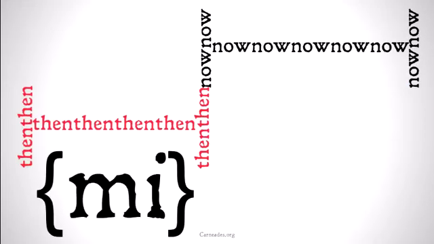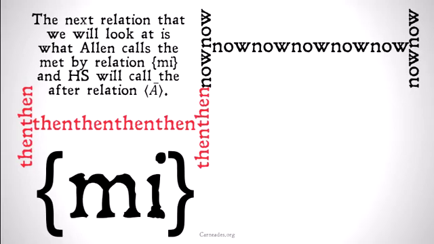So next we're going to look at kind of the reverse relation of that one. The next relation we're looking at is what Allen calls the met by relation, or MI, and HS will call the after relation as well. HS is going to give the same name to every pair of Allen relations, but they're going to use a little bit different symbol, with that line over the top. That's going to just mean that we've switched the now period and the then period.